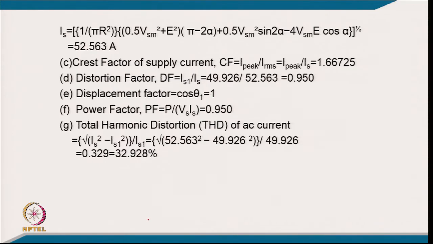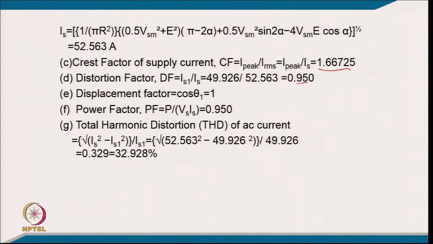Typically it is from the relation of RMS calculation. I mean you will find this derivation formula certainly in power electronics, or you can derive it. So it comes 52.563. So crest factor is peak upon RMS, total RMS. So it is I peak upon Is, that is 1.66725. This crest factor is more than root 2 of a sine wave, that is 1.41. So it means this is the peaky current, that is the reason crest factor is more than root 2, or 1.41. Coming to distortion factor, that is Is1 upon Is. So Is1, fundamental RMS current we have already calculated, 49.926 divided by 52.561.